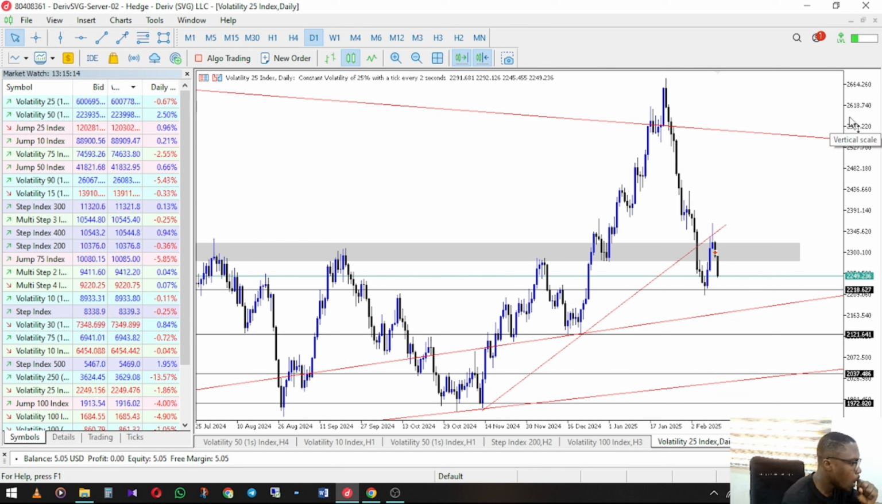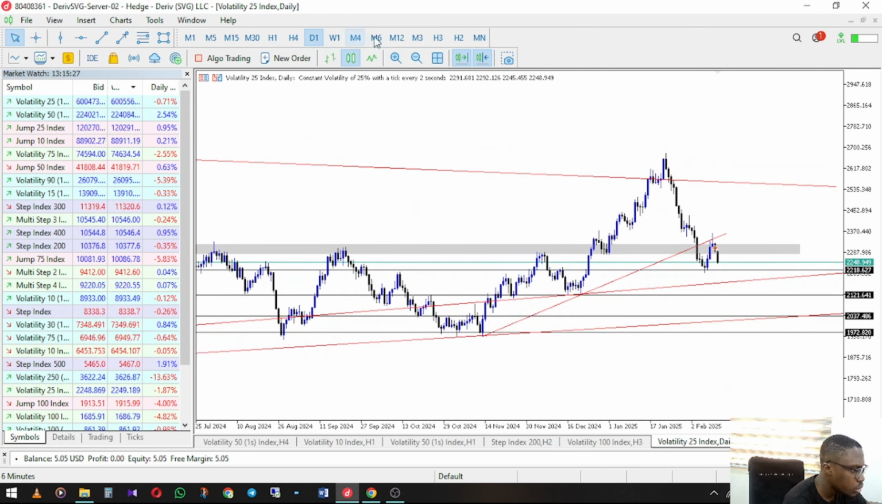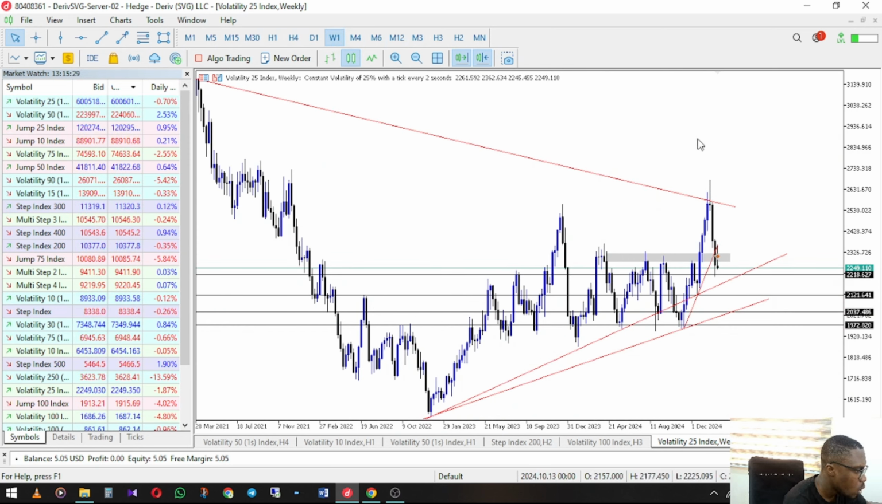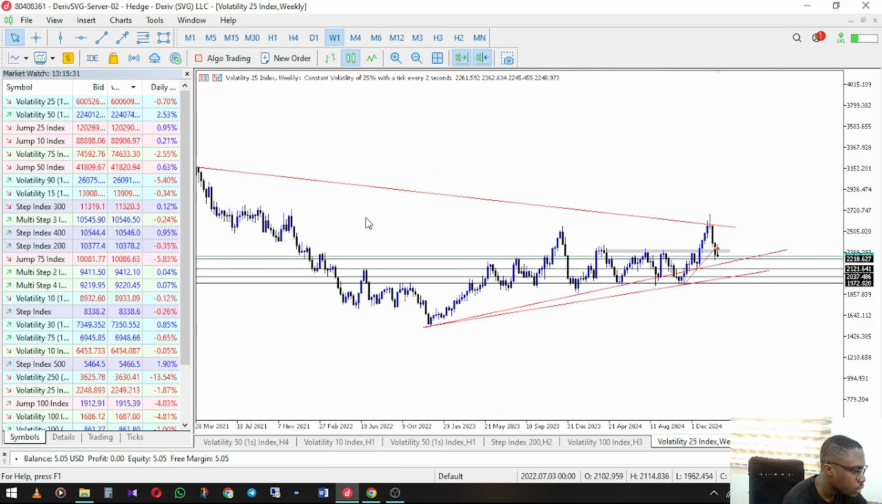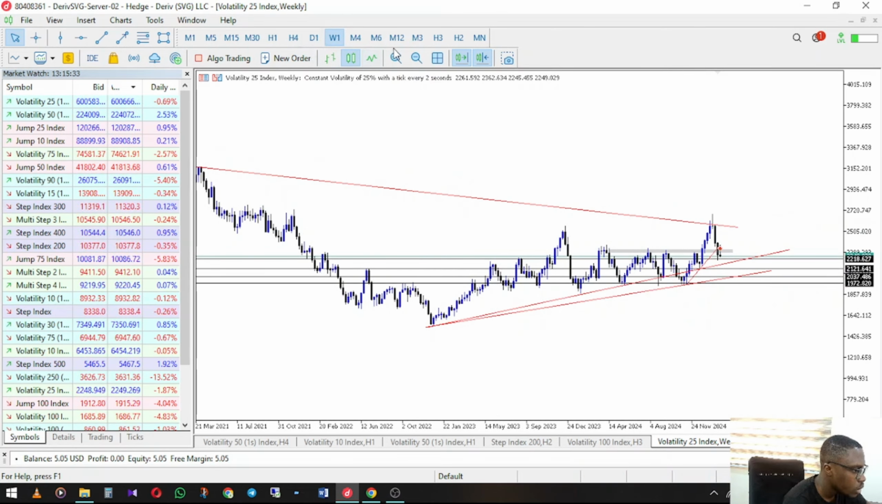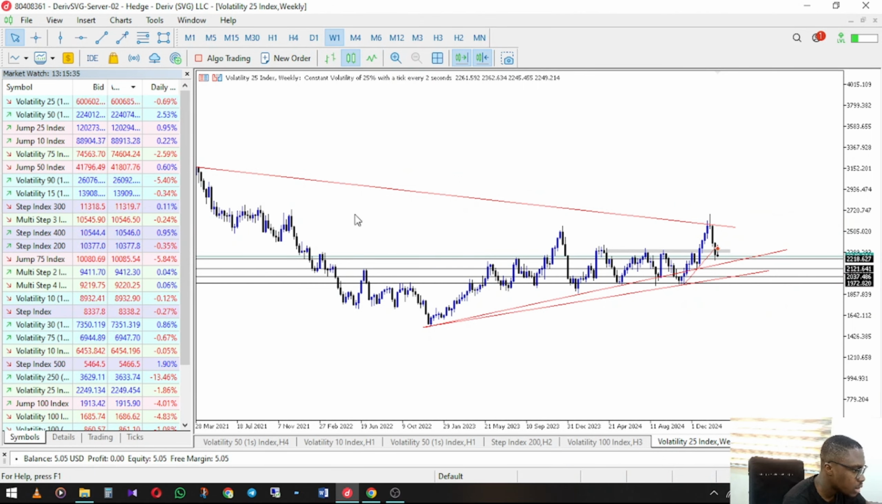Quite interesting. Let me show us what we have here. This is the daily time frame, and on the daily time frame we'll be using pure price action. Let me use even the weekly time frame. On the weekly time frame, look at where the market is coming from. The market has tested the support first.